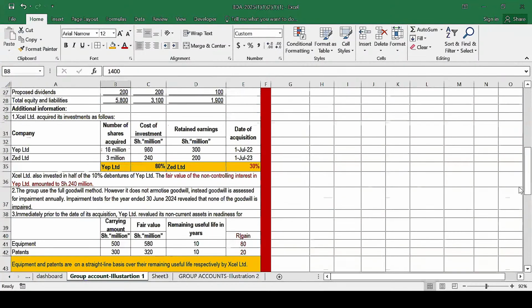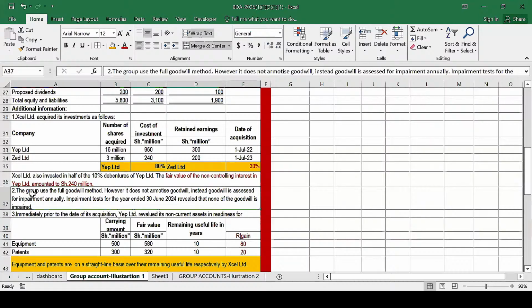Note number 2 here, so the group uses the full goodwill method. So even if that information was not provided, based on what you're given in note number 1, the NCI at fair value, it is upon us to know that when computing the goodwill, we automatically use the full goodwill method. We automatically use the full goodwill method based on the information we have in note number 1. And then you're told, however, it does not amortize the goodwill.